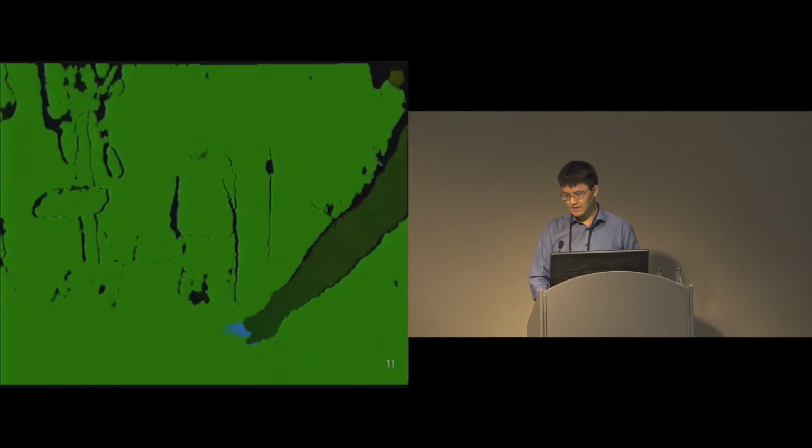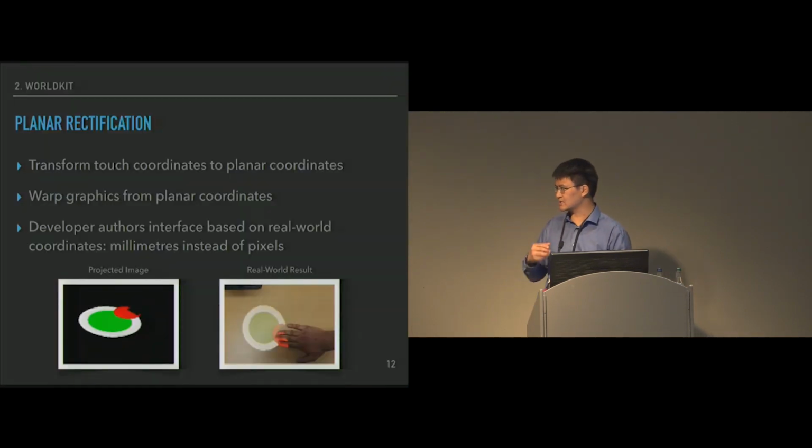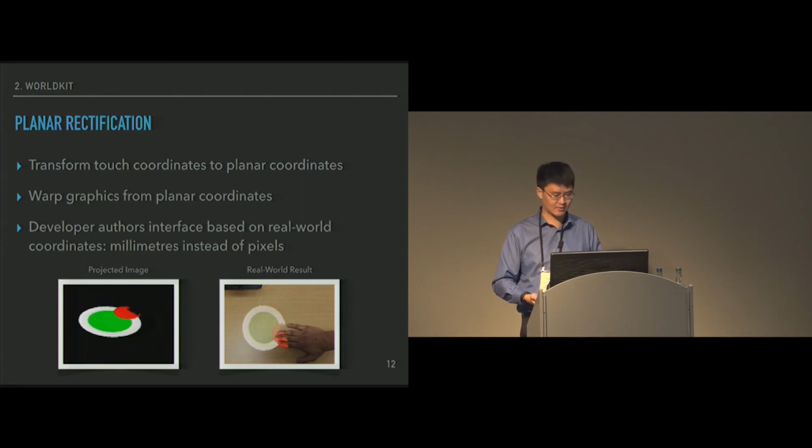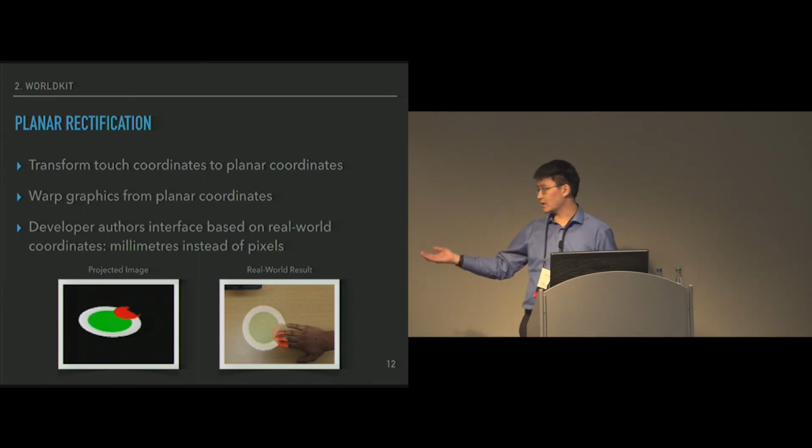And the second component is to do output. So in order for the WorldKit system to handle any surface at any angle, we have to do some sort of planar rectification. So the system detects essentially what orientation the surfaces are at using the depth camera, and then rectifies the image so that it appears correct. So on the left, you can see what gets projected out of the projector, and on the right, what you actually see when you're interacting with the system.